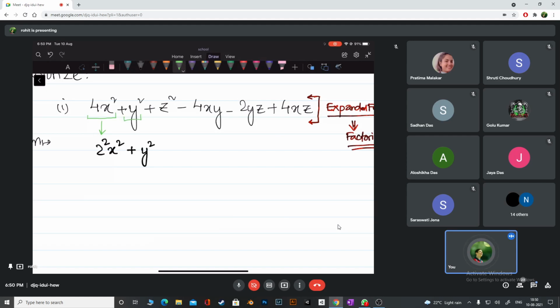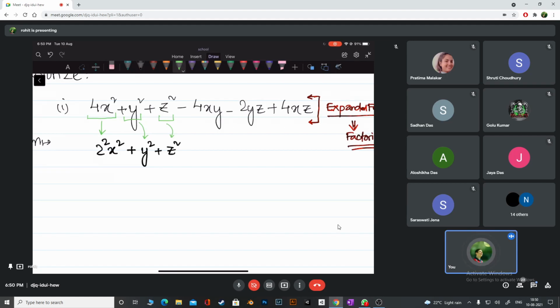Check. This is y square, no? So I've written y square. This is z square. I'll write z square. No change. Is it okay till now, Saraswati? Yes, sir. Okay. Then please look.